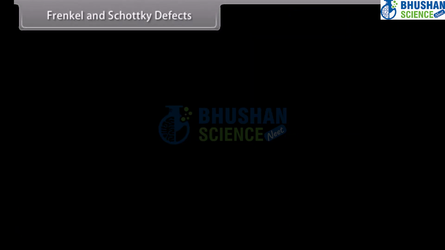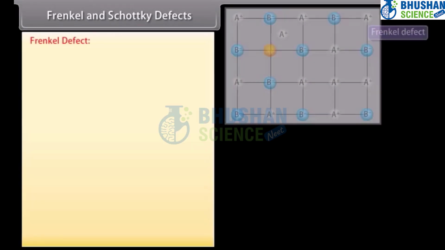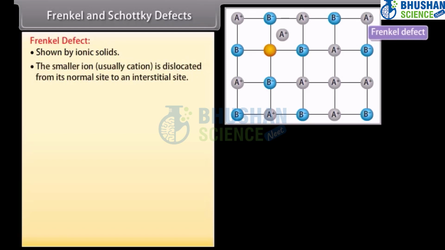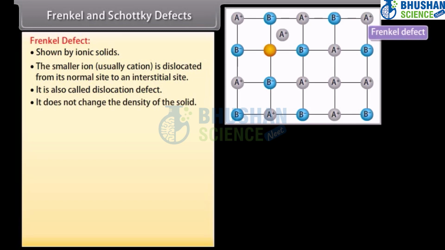Frenkel and Schottky defects. Frenkel defect, shown by ionic solids. The smaller ion, usually the cation, is dislocated from its normal site to an interstitial site. It is also called dislocation defect. It does not change the density of the solid. Shown by ZnS, AgCl, AgBr, and AgI due to small size of Zn2+ and Ag+ ions.